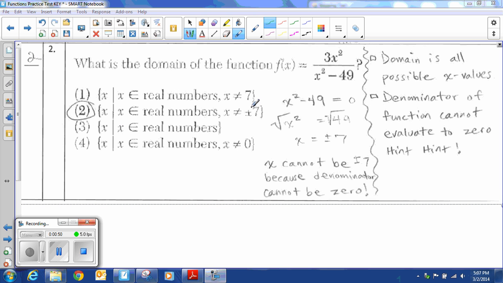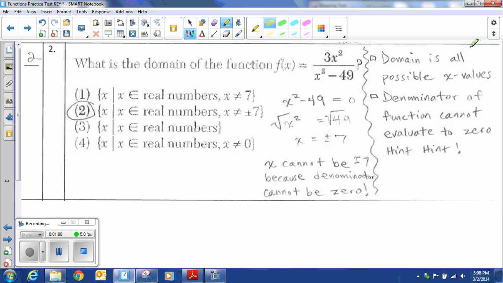Number 2, what is the domain of the function f of x equals 3x squared over x squared minus 49? So remember, the domain definition is all the possible values of x. In the numerator, you can have any x possible, right? But the thing about a fraction is that a denominator must never be 0, because the golden rule of mathematics is you cannot divide by 0.